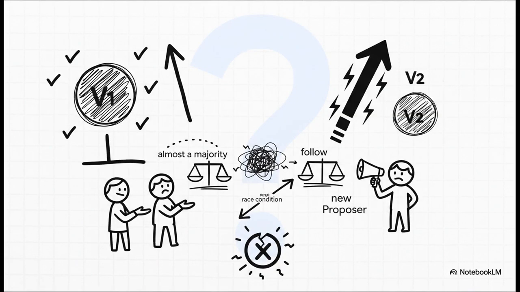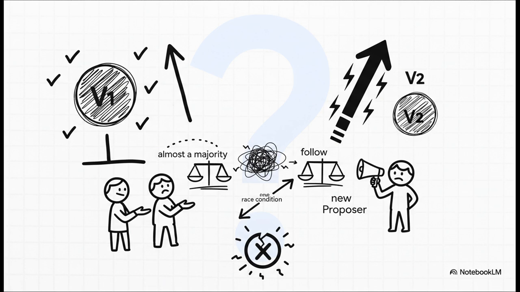This higher number wins rule is great, but it creates one final, really dangerous trap. Imagine a value, let's call it V1, is so close to being chosen. It's just one single vote away from a majority. But before it can get that last vote, a brand new proposer jumps in with a higher proposal number and a totally different value, V2.